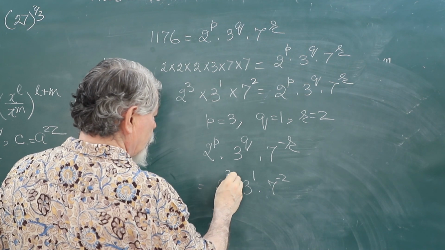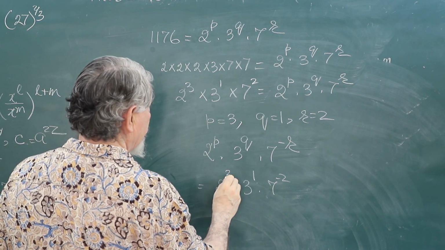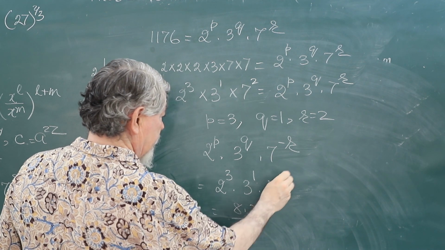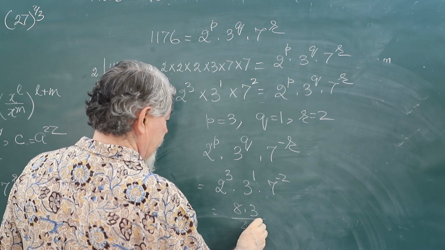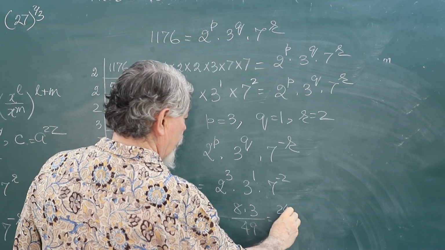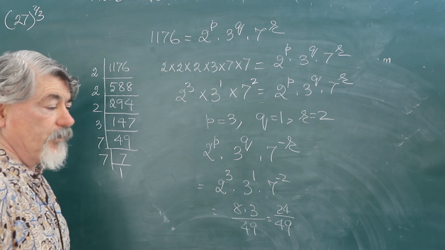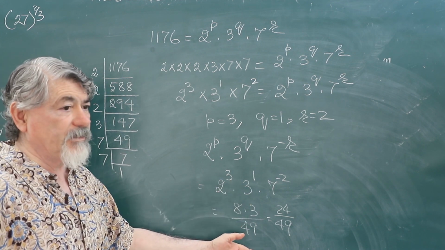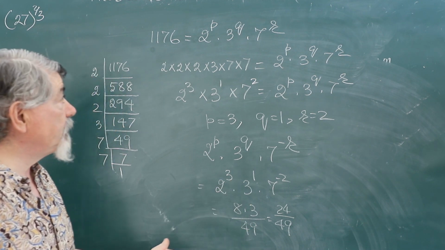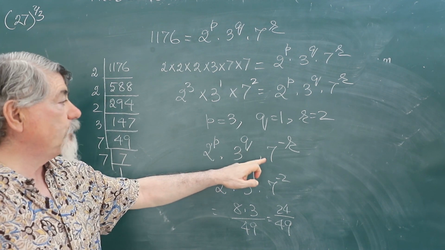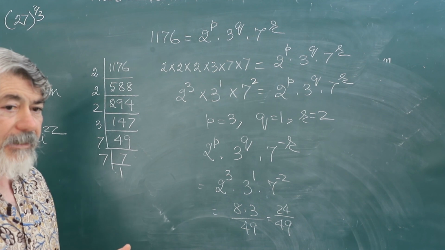So 2 to the power 3 means 8, into 3, and 7 to the power 2 means 49. So it is 24 upon 49 is the value. 24 upon 49 is the value for this expression, which is 2 to the power p, 3 to the power q, 7 to the power minus r.